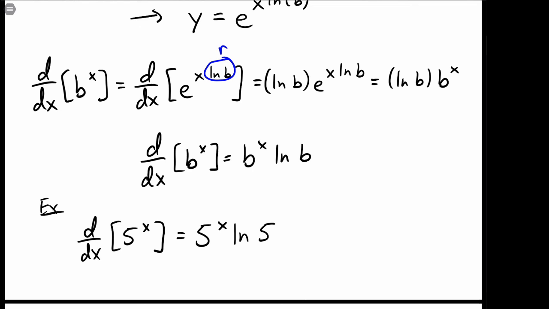So again, I'm just going to remind you, practice the chain rule. Take a whole bunch of derivatives with it and get used to it. It'll be around for much time to come.